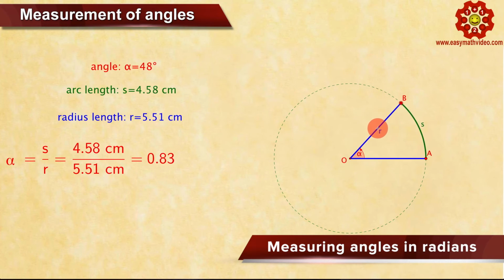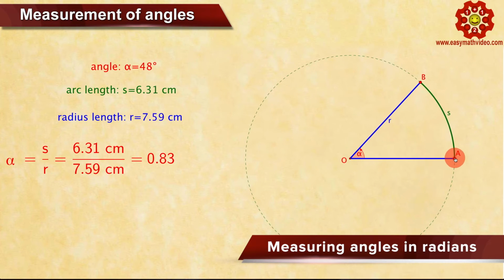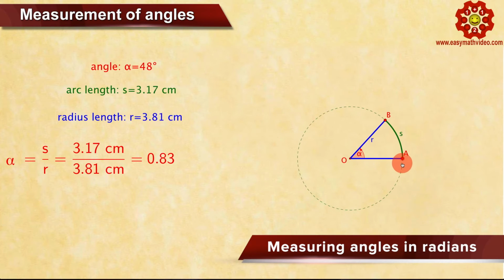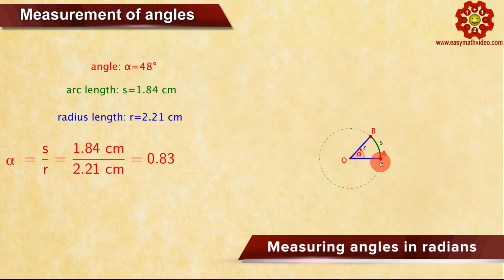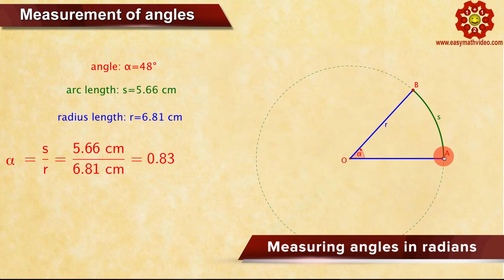Now we change the radius with a constant angle. Of course, the length of the arc and the radius change. Regardless of these changes, the ratio of the arc and the radius remains constant. This great feature can be used to measure angles. Since the angle is constant, the ratio of the arc and the radius is constant. This ratio is actually the radian measure of the angle.